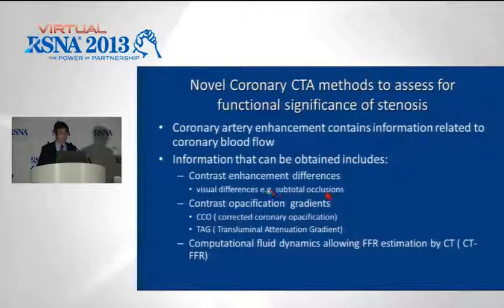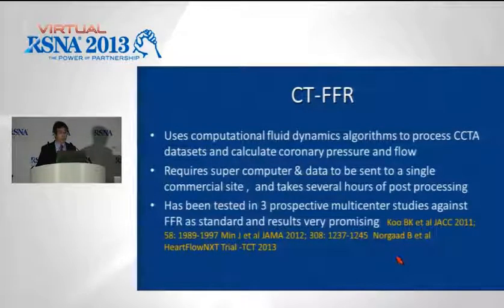I think all of you have seen subtotal occlusions and severe stenosis, where you can absolutely see a difference in the density. Or you can measure gradients such as corrected coronary opacification, transluminal attenuation gradients, and a new method called TAFI. But I don't have time to discuss this today. And there's, of course, computational fluid dynamics allowing FFR estimation by CT, or some people call that CT FFR.